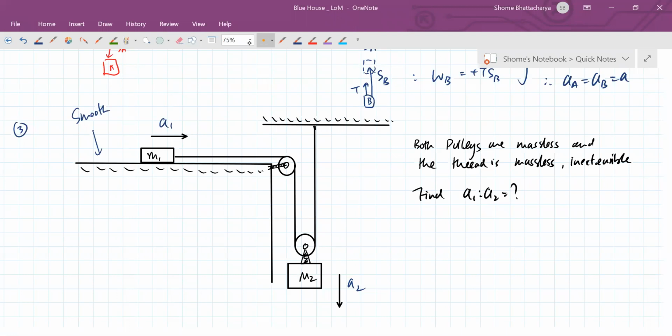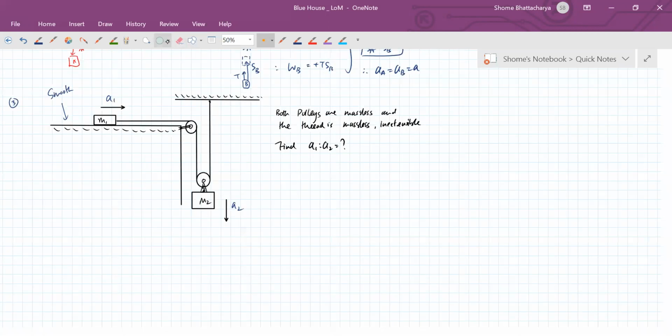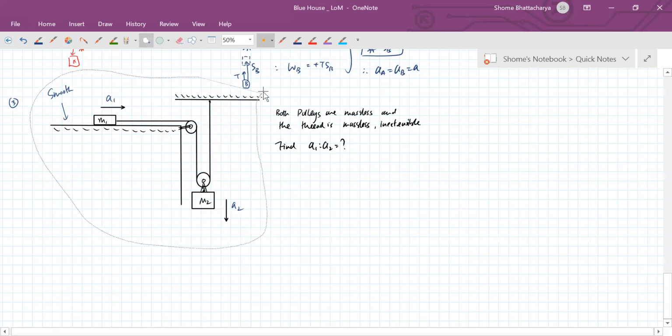That's correct, Viraj. But now what we will do is find that ratio of accelerations using the virtual work method. So in this same problem, we will see how the virtual work method gives us a very easy way of solving the problem without considering thread length and all that complication.